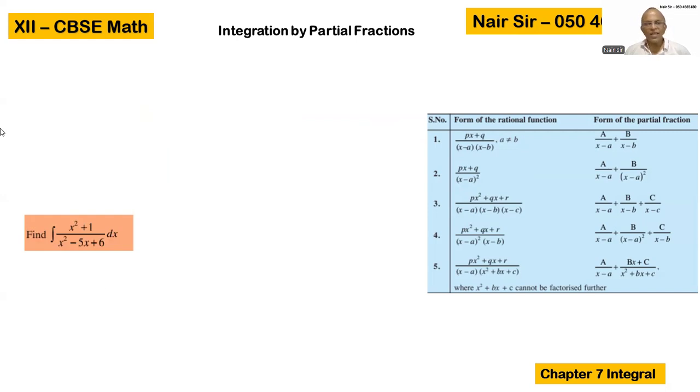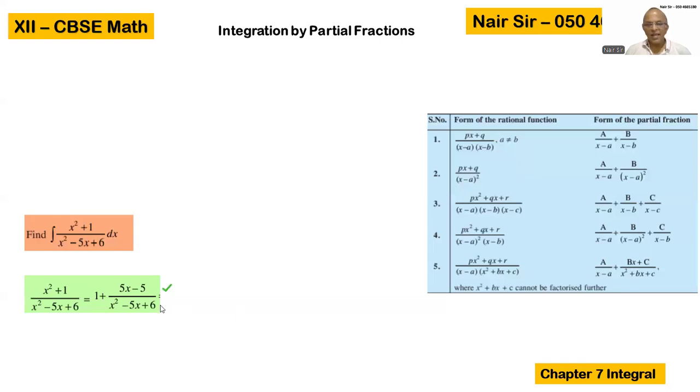Now notice one thing: both of them are quadratic. This is quadratic and this is also quadratic. That means what do I need to do? I need to make it a proper fraction. So I'm going to divide. And what will I get? I'm going to get (x square plus 1) upon (x square minus 5x plus 6) divided, you will get this.